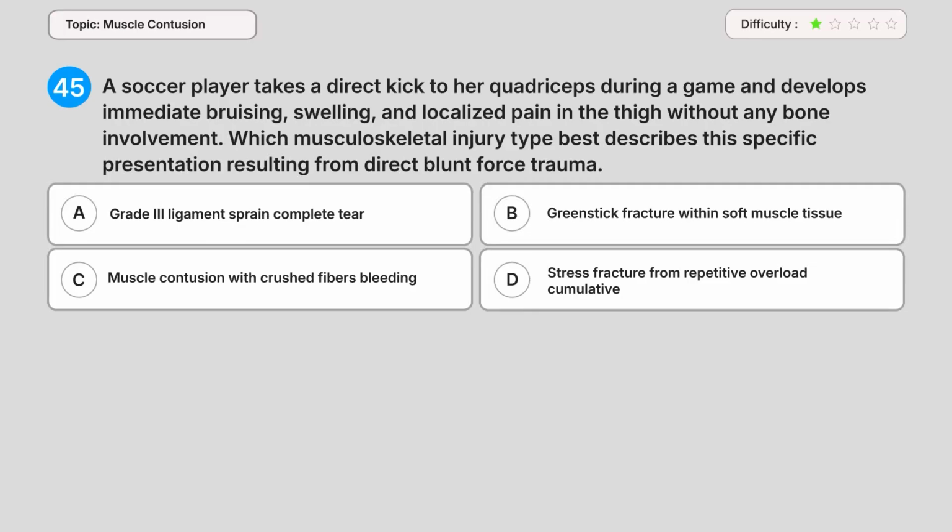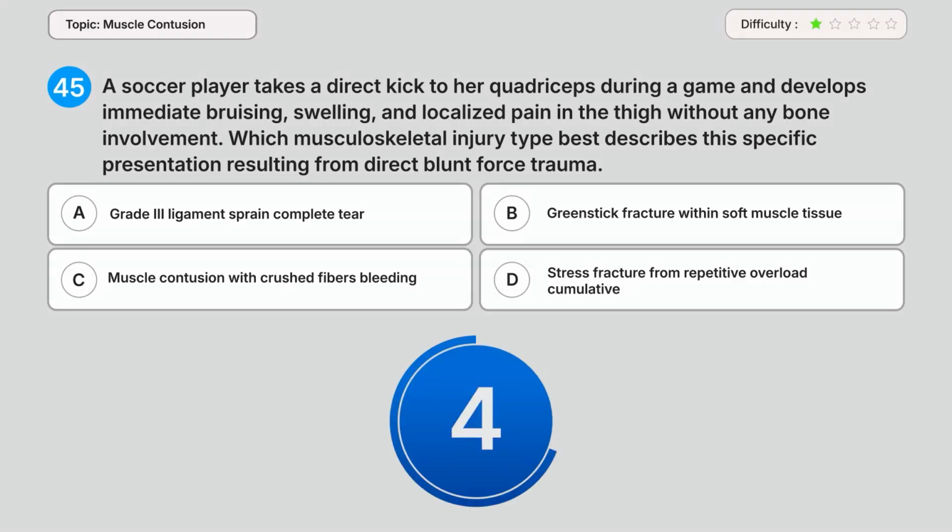A. Grade 3, ligament sprain complete tear. B. Greenstick fracture within soft muscle tissue. C. Muscle contusion with crushed fibers bleeding. D. Stress fracture from repetitive overload cumulative. Can you guess the answer?